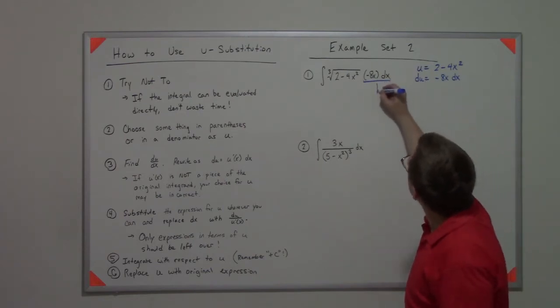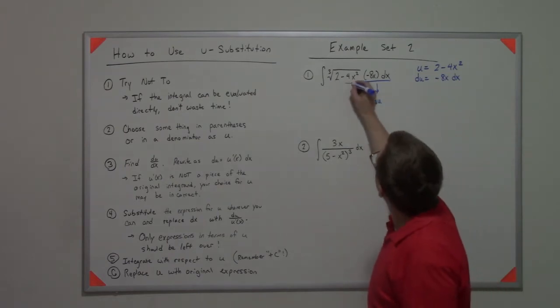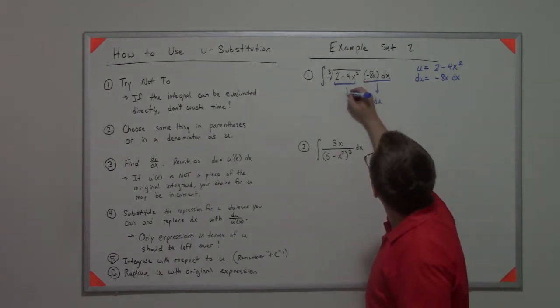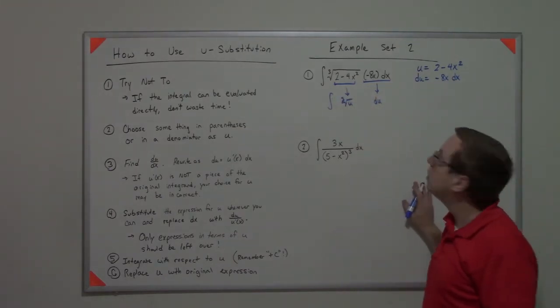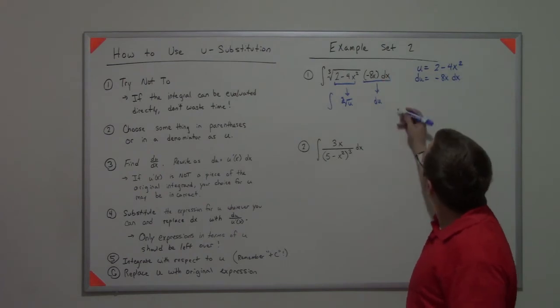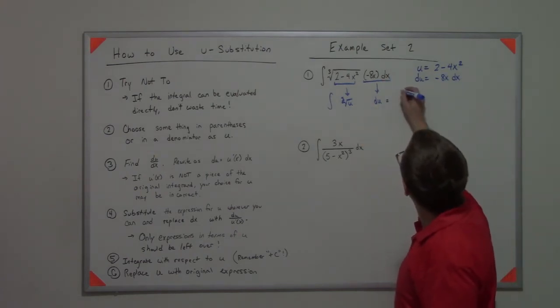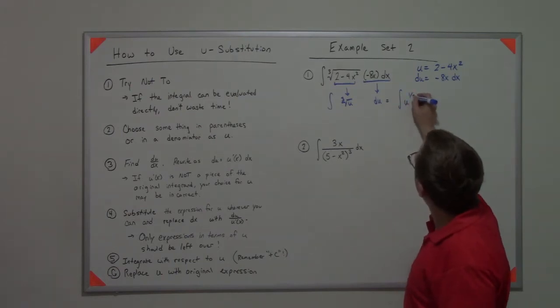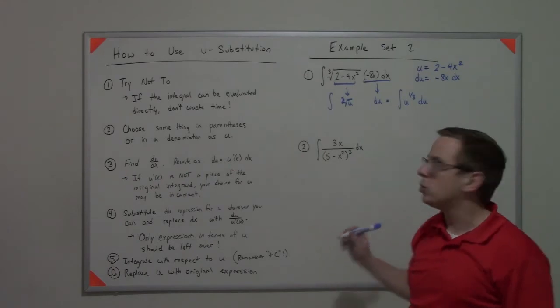Now what I notice is that this is already here. So that tells me that this becomes du and that this becomes the cube root of u. So I have the cube root of u du. So that becomes u to the 1/3 du. We're just rewriting it as a fractional power.